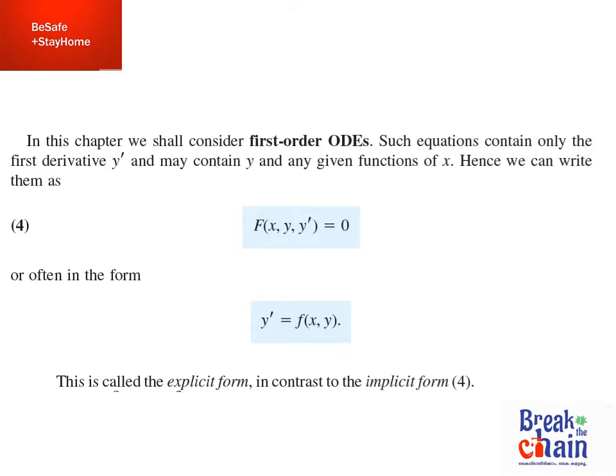This is called the explicit form. That means y dash equals f of x, y is called the explicit form, and f of x, y, y dash equals 0 is called the implicit form. So there are two forms of differential equations. First one is called explicit form and second one is called implicit form.